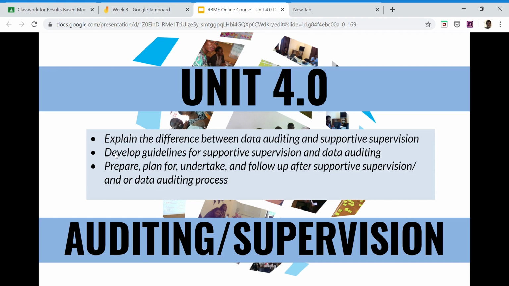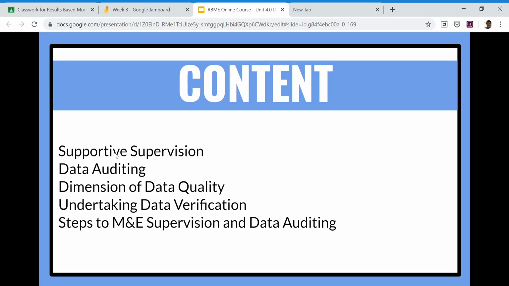So I'll be discussing supportive supervision, like a definition of what it means, and also data auditing, and also to look at the dimensions of data quality. So the 6 dimensions of data quality. Most times we talk about the quality of data. It is important to understand what we're talking about, the 6 components that data must have. Also how to undertake data verification, and steps to M&E supervision and data auditing.